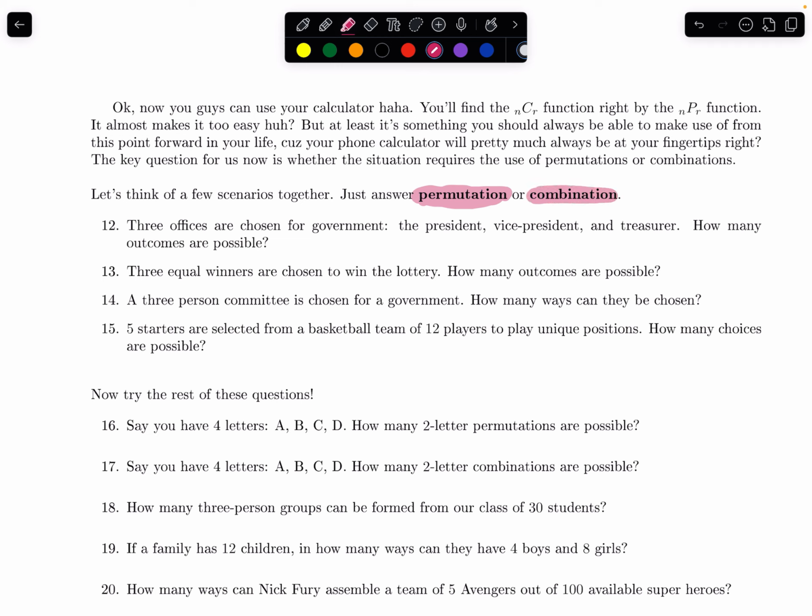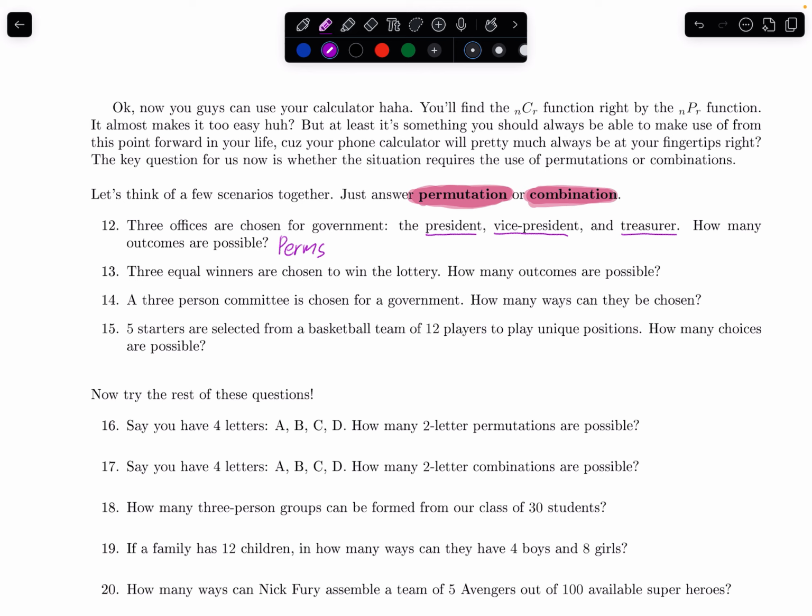Number 12. Three offices are chosen for government: president, vice president, treasurer. How many outcomes are possible? Is that a permutation situation or a combination situation? And the answer is permutation. Perms for short. Why? Because I have distinct positions, right? Anytime you have president, vice president, treasurer, or places like first, second, third, fourth, fifth place, or anytime you have position or order mattering, then that's going to be a permutation.